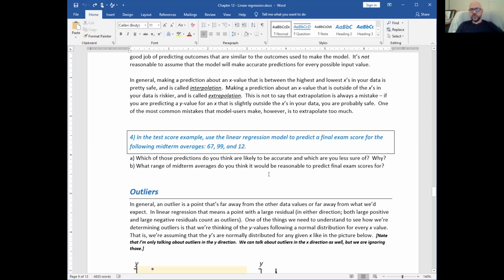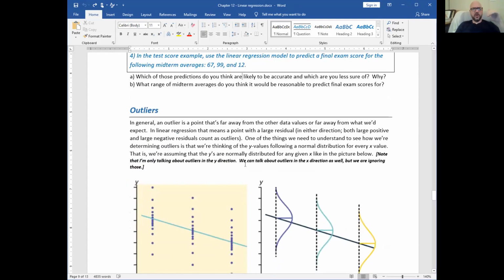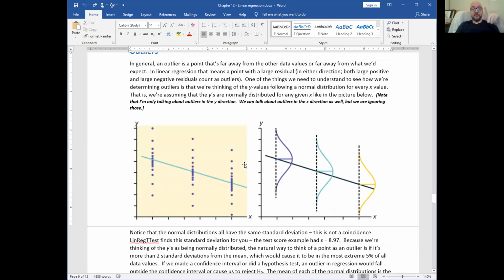So what range of midterm averages do you think would be reasonable to predict final exam scores for? In general, the range should about equal what you have data for, and not much outside of it. A couple points outside is probably all right, but in general, stay inside. The last thing, and I know this video has been really long, maybe I should have broken it up into two, but a little late now.